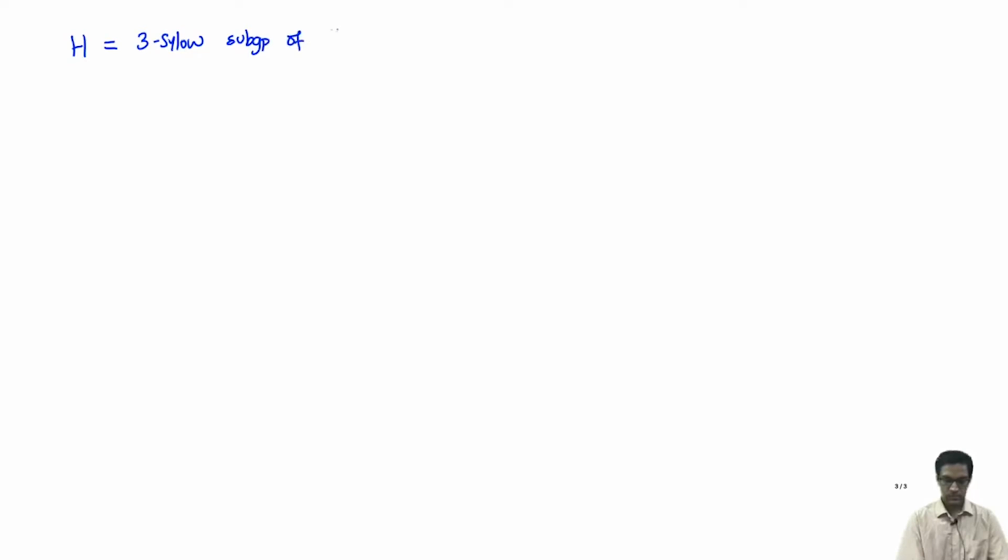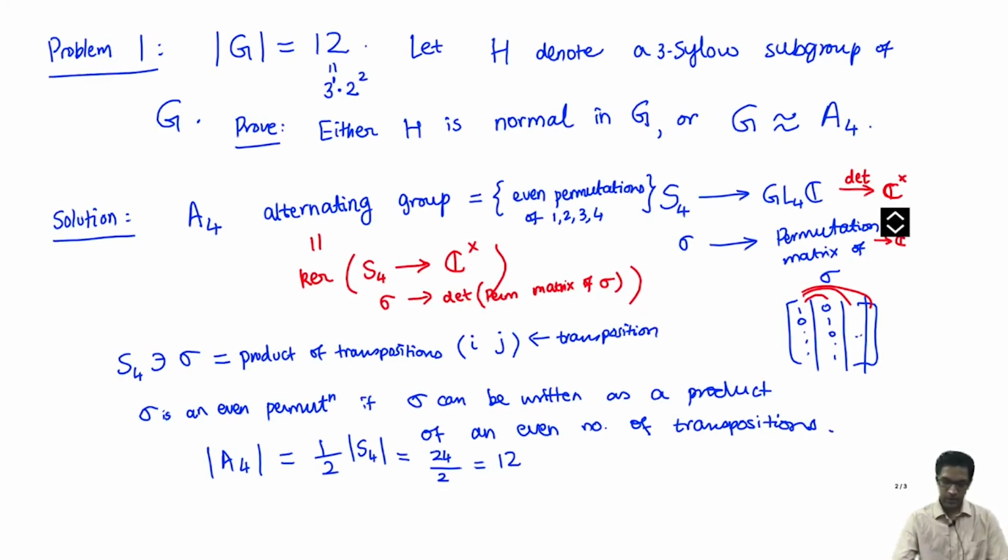Okay, now let's look at what we need to prove. We are given the 3 Sylow subgroup is called H, so let H be what's given. This was a 3 Sylow subgroup, and since the cardinality of G was 3 power 1 into 2 power 2, the cardinality of H will just be 3 power 1, the maximum power of 3 which divides the cardinality of G. Okay, now what we need to prove: either H is normal or G is A4.